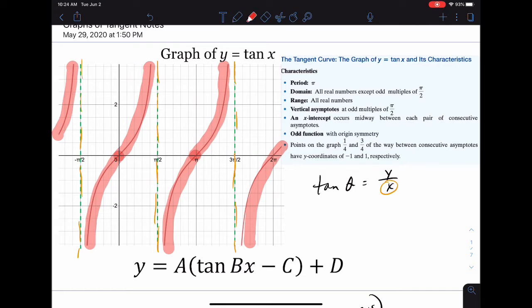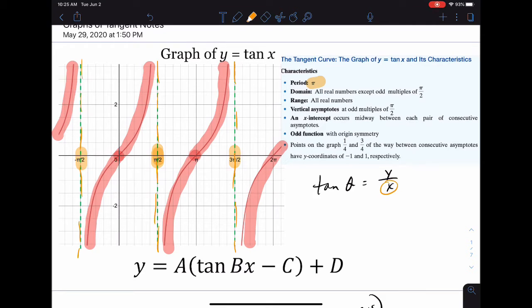Okay, so a couple things different. First of all, the period. The period is only pi. So one full period of tangent only lasts for pi. You can see it from here. It goes from negative pi over 2 to pi over 2. So it just lasts 1 pi.